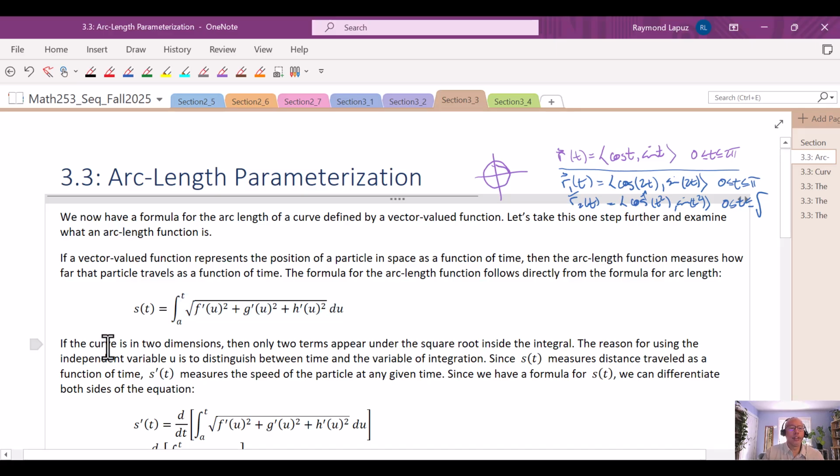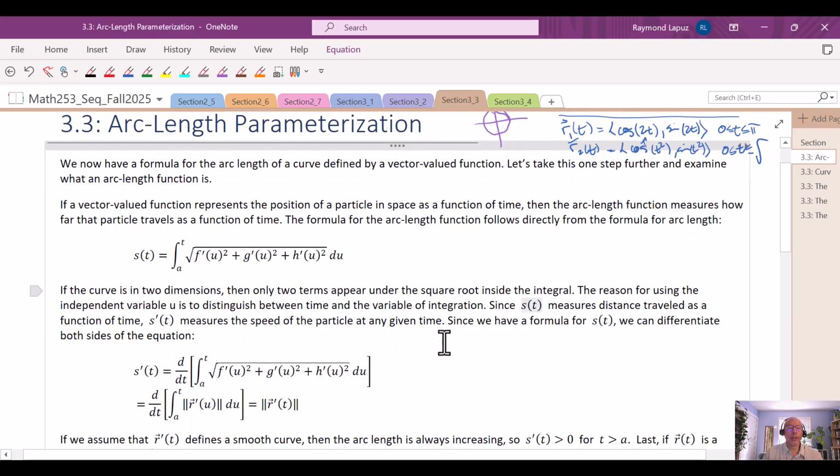So if you have a curve, and the curve is in 2 dimensions, then there are only 2 terms up here under the square root. And the reason for using this independent variable u is to distinguish between the time variable, the t variable, and the variable inside of the integral. So since s of t measures the distance as a function of time t, s prime of t measures the speed of the particle at any time t.